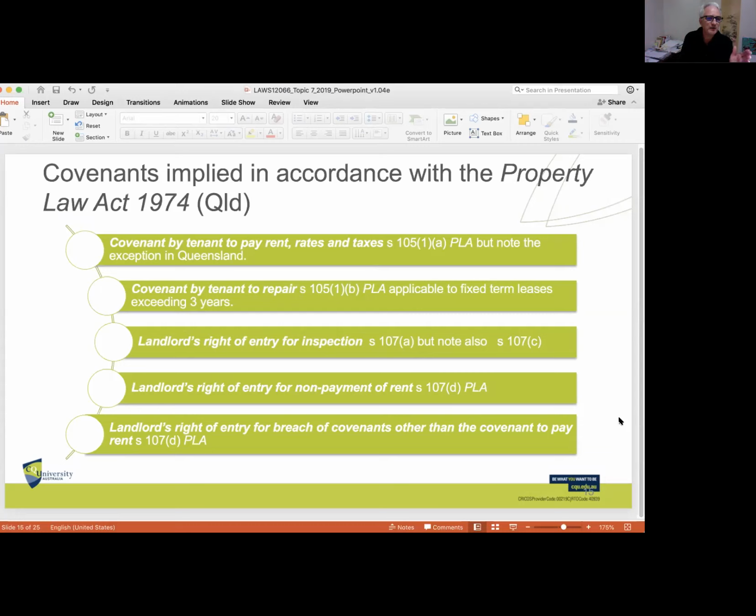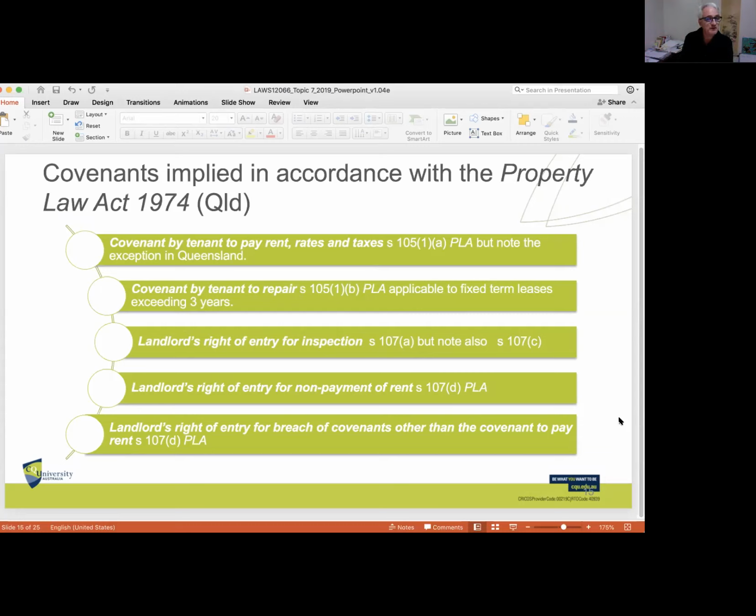So under the PLA, we have a covenant by the tenant to pay rent, rates and taxes under section 105. But be mindful that there are exceptions within the Queensland framework and have a look at those. Go back to the legislation. The covenant by the tenant to repair under section 105(1)(b), which is applicable to fixed term leases exceeding 3 years. The landlord's right of entry for inspection.